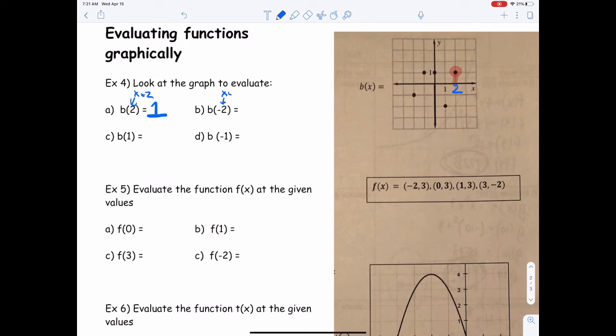This means x equals -2, so we go where x is -2, -1, -2. We find our point that goes with it right there. And what's that y value? -1.